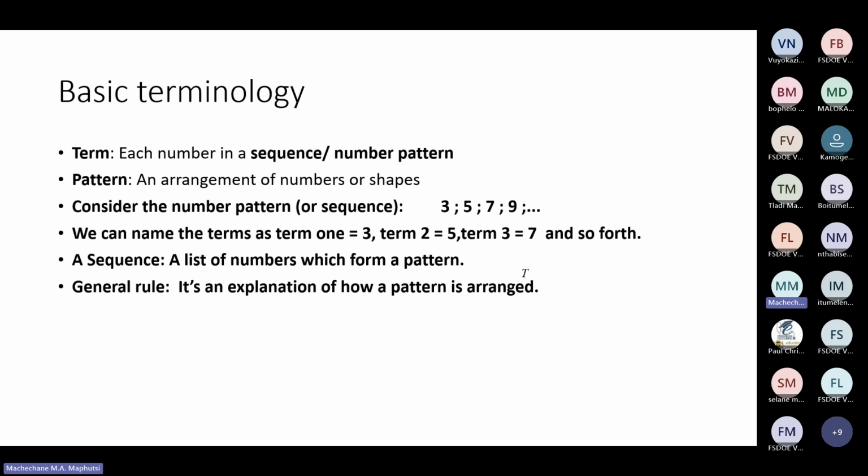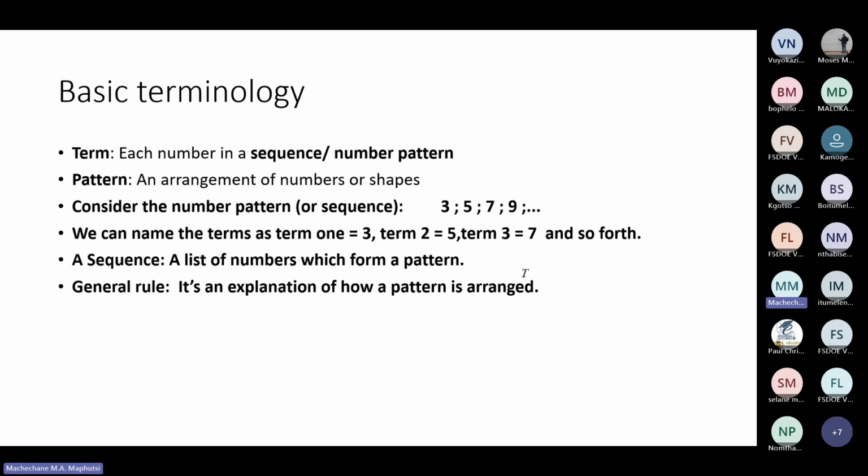Okay, so as I was saying, consider the pattern 3, 5, 7, and 9. So the number written first is 3. We call it term 1. The second one, term 2, which is 5. Third one, term 3, which is 7. And the other one, term 4, which is 9. Good.